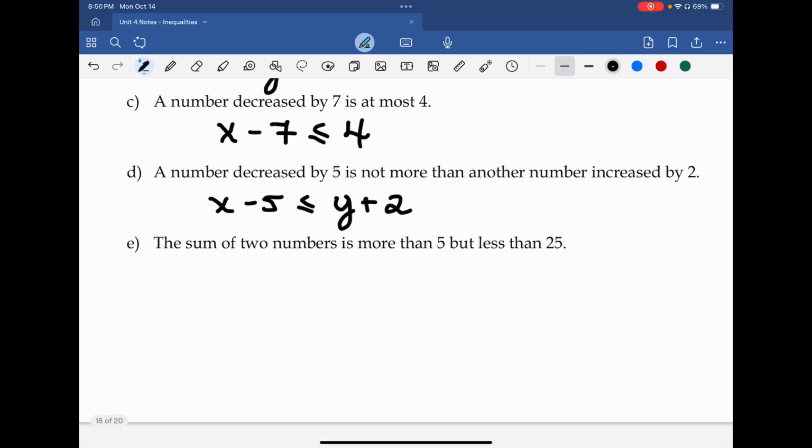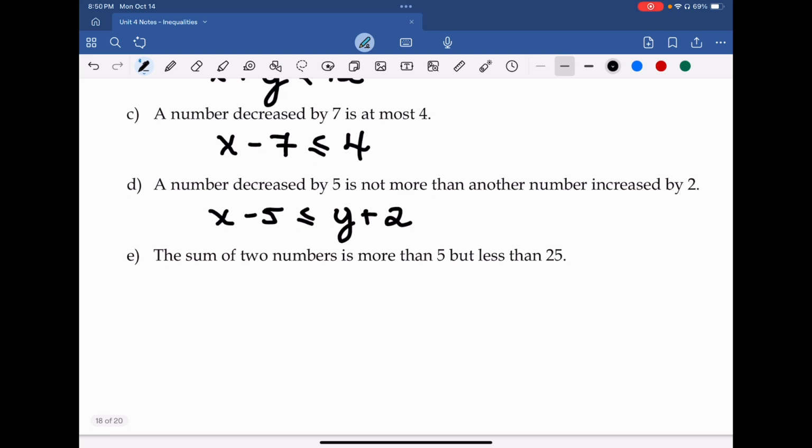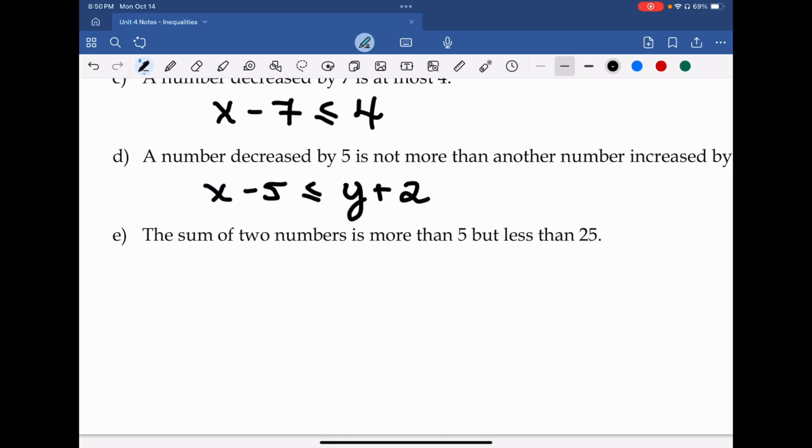Lastly, if we take the sum of two numbers, it's more than 5, but less than 25. The way to write this is it's a lower bound, upper bound problem. 5, which is the lower bound, is less than x plus y, which is the sum of the arbitrary numbers, but these two numbers cannot be greater than 25. They must be less than 25.